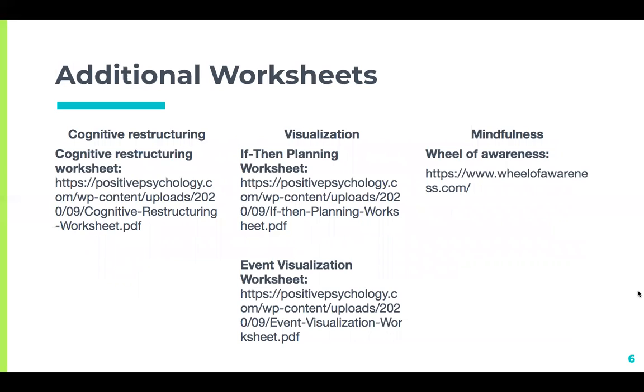Now, additional worksheets are here. There are 3 different sections when it comes to decatastrophizing. There's the cognitive restructuring, and I've left a link here to a cognitive restructuring worksheet. There are visualization techniques. So there's the if-then planning worksheet and the event visualization worksheet.